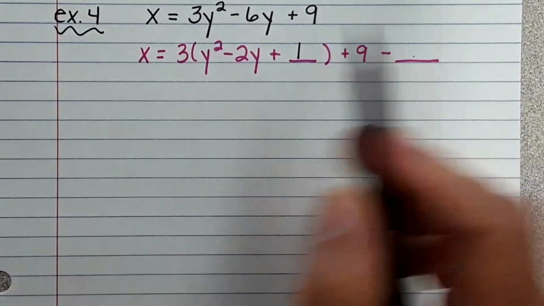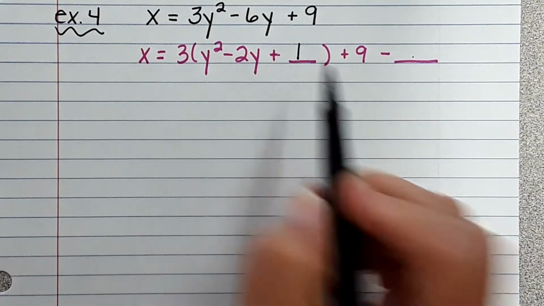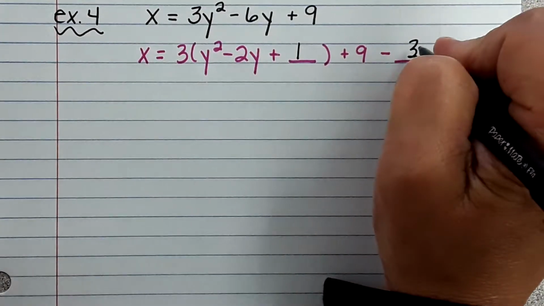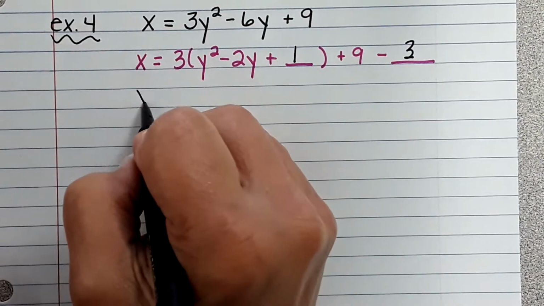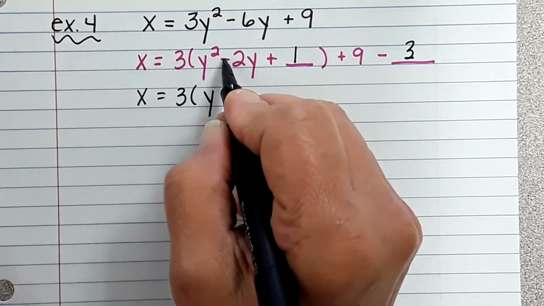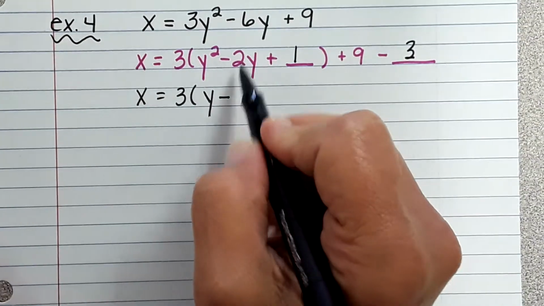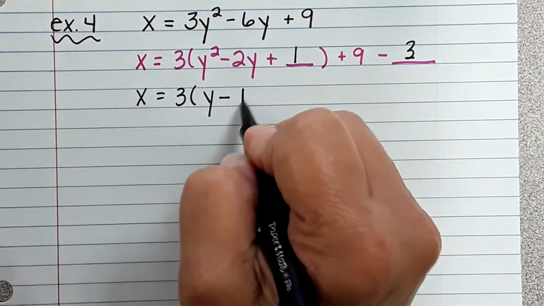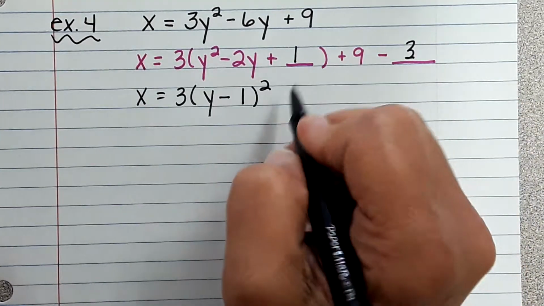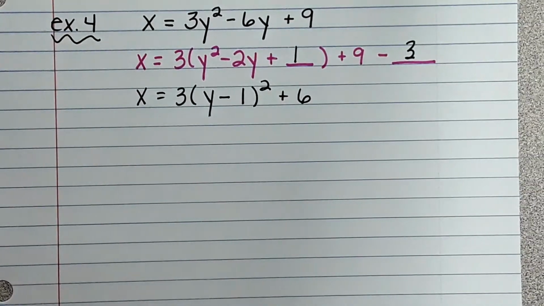To find this blank, you take the A and you multiply it by this. So 3 times 1 is 3. And now you get x equals 3. Y, this is minus, so this is minus. And then you take the square root of 1, which is 1. And 9 minus 3 is 6. So this is vertex form.